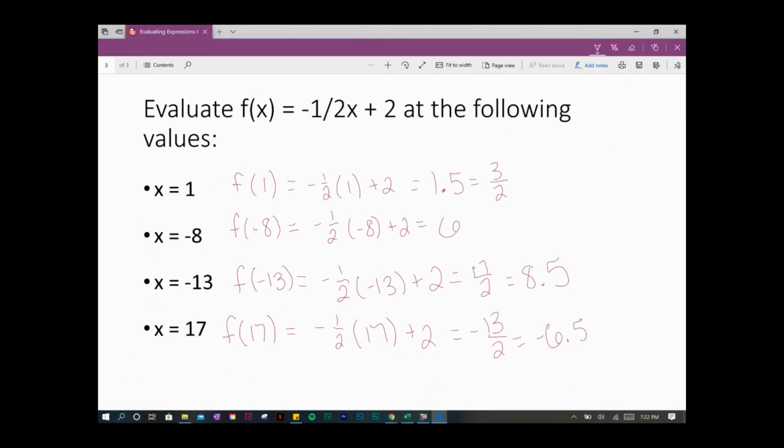So that is how you evaluate expressions using your calculator, of how you can type that in.